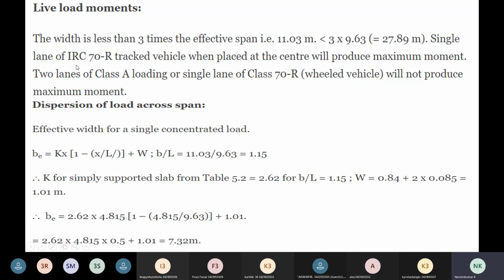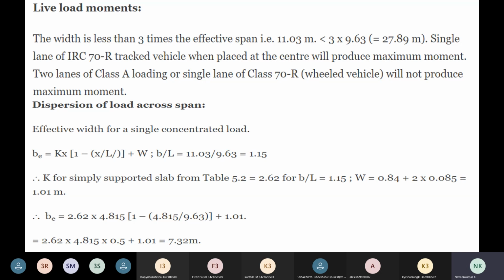IRC is giving the recommendation like that. The IRC 70R is giving the recommendation that at the center of the span only you will get the maximum moment. As I added to that, two lanes of class A loading or a single lane of class 70R wheeled vehicle will not produce maximum moment. So these are all the recommendations as per the IRC 70R tracked vehicles.